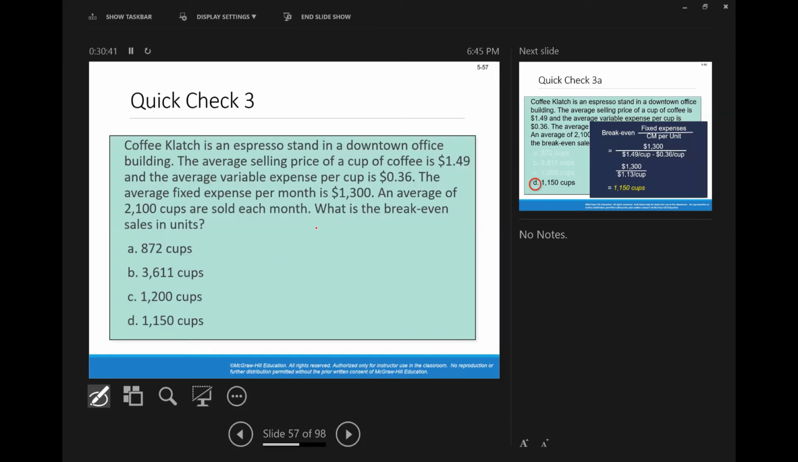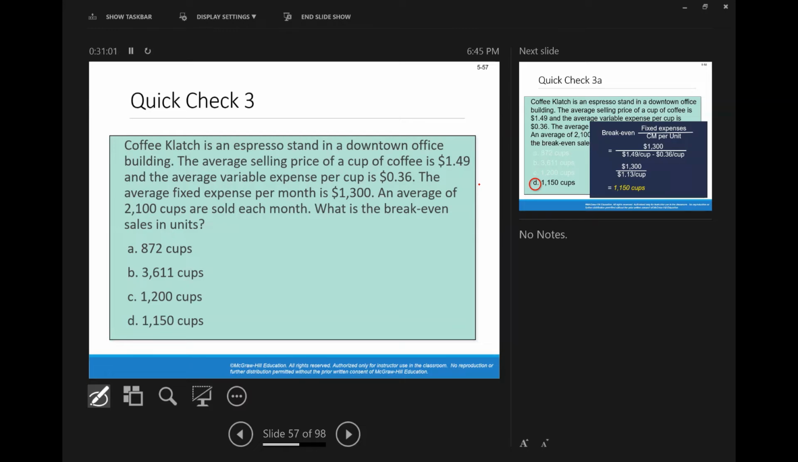Okay, the average selling price of coffee is $1.49. The average variable expense is 36 cents. Average fixed expense is 1,300. Average of 2,100 cups are sold each month. What is the break even in sales in units? So we want to know the unit, like how many cups is it?